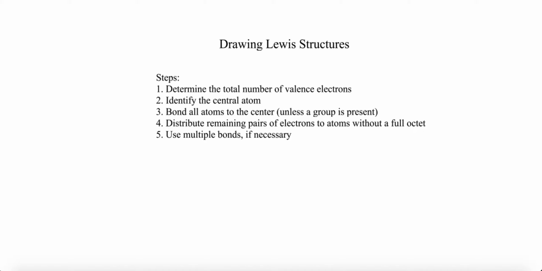Once we've identified the central atom, we want to connect all the atoms to it, unless there is a group present in which there are other atoms bonded to portions of that group, in which case the group has its own central atom. Once all the atoms are at least connected together by a single bond, we're going to distribute the remaining pairs of electrons to the atoms that still do not have a full octet, or a full shell, after bonding. And then lastly, after distributing all the electrons, we want to check to see if all the atoms have a full valence shell, and if they don't, we may have to use multiple bonds.